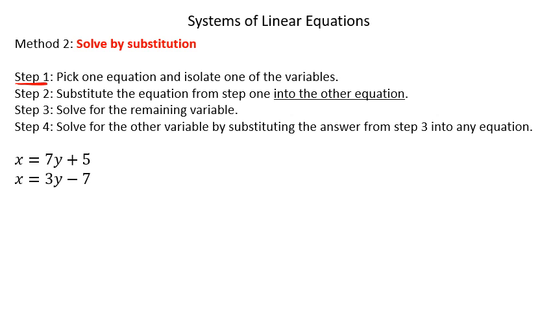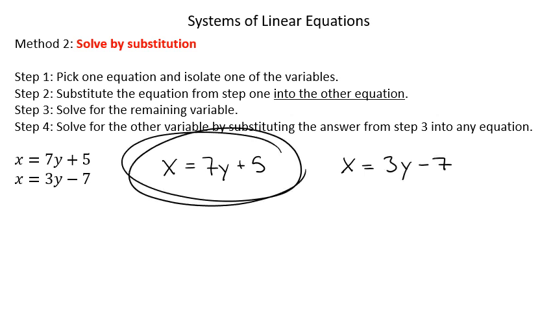In this very first example, it's already done for you. X is by itself on both of the equations. So step 1 is done. Now, it's called the substitution method because we've got equation number 1. Let me write it side by side. x equals 7y plus 5. That's just the first equation. And then the other one I'll write over here. x equals 3y minus 7.